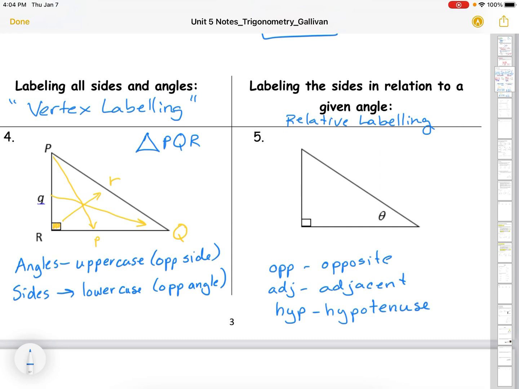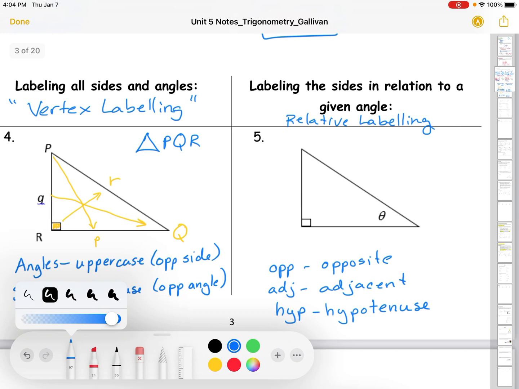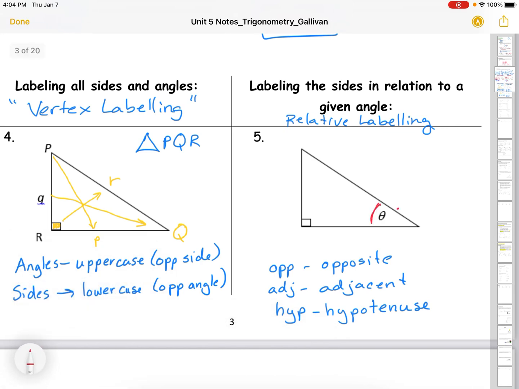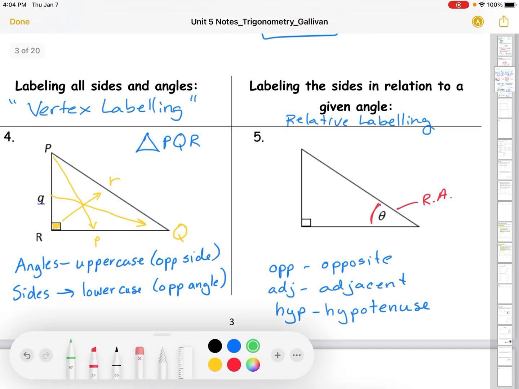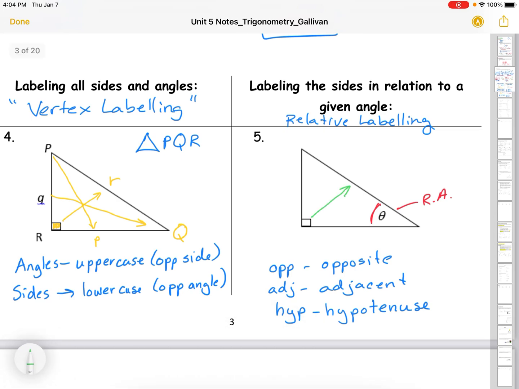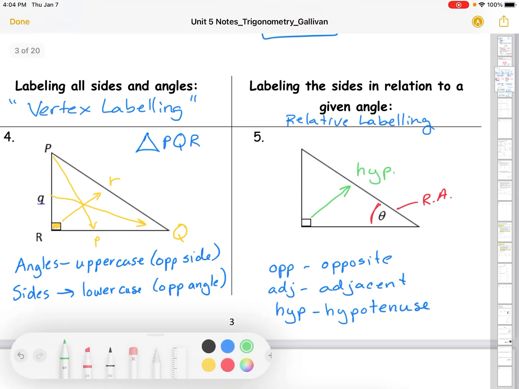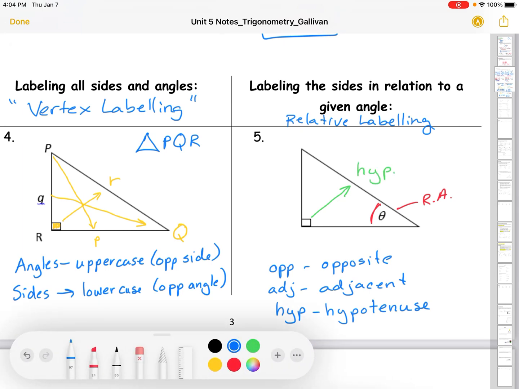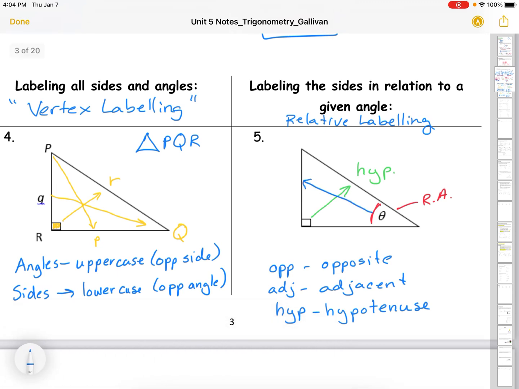Okay? So, looking at this, theta is our reference angle, right? So that's what we're looking from. Now, always across from the right angle is our hypotenuse. And if we're looking here, across from our reference angle is our opposite. And attached to our reference angle is our adjacent. So that would be our relative labeling.